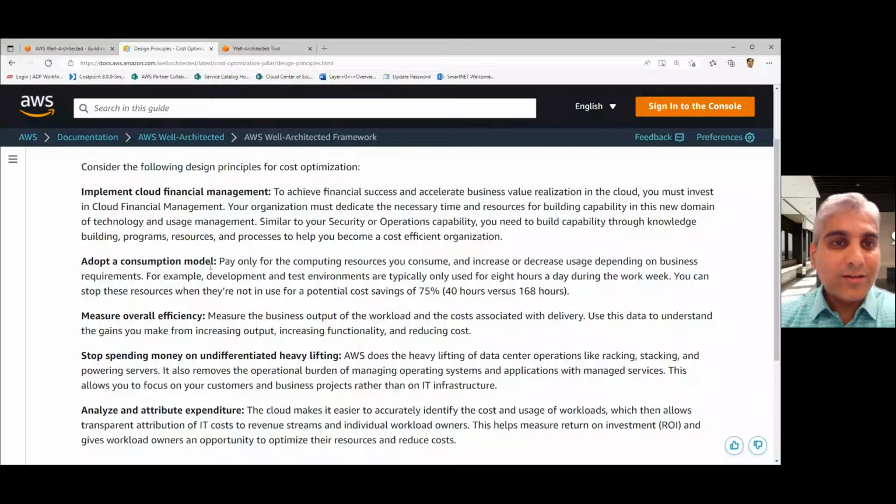I'm going to share my screen here. All right, so from a design principles perspective, we're talking about cost optimization. A lot of this cost optimization is going to focus on looking at data, measuring what you're doing, and evaluating whether or not it's being cost effective. So, having a good cloud financial management system is going to be absolutely required.